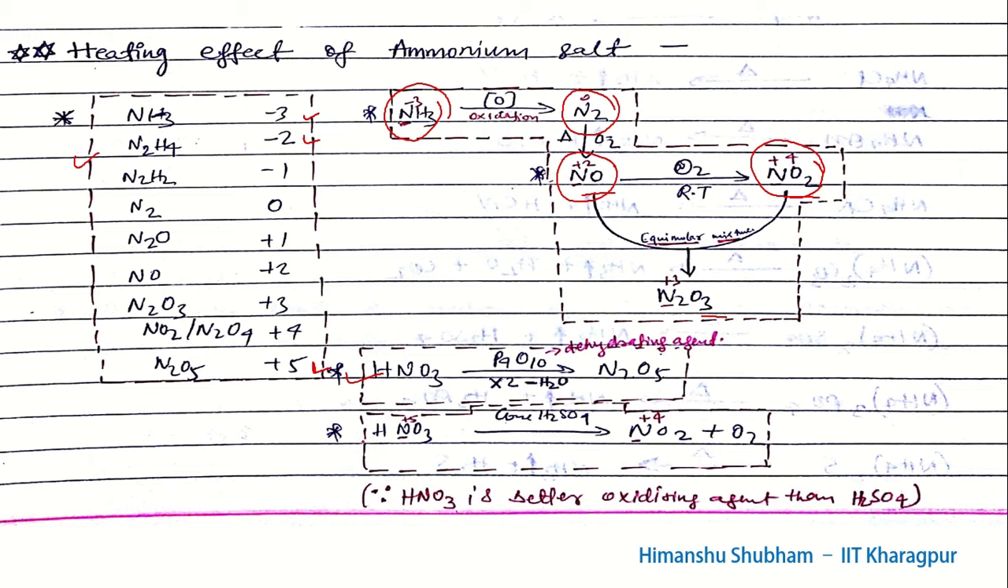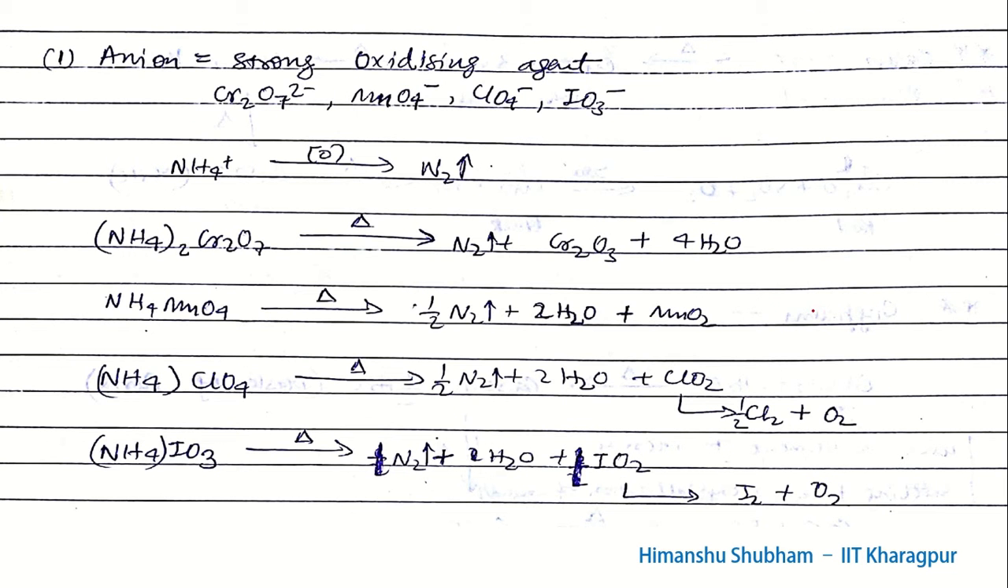Next, when we react HNO3 with concentrated H2SO4, then we get NO2 plus O2. Here we see that the oxidation state of nitrogen has changed from +5 in HNO3 to +4 in NO2. So basically what is happening is that nitrogen is getting reduced from +5 to +4 oxidation state in the presence of concentrated H2SO4. So we can say that HNO3 is a better oxidizing agent than H2SO4, so it has reduced itself. So let us now discuss actually the topic on heating effect on ammonium salts.